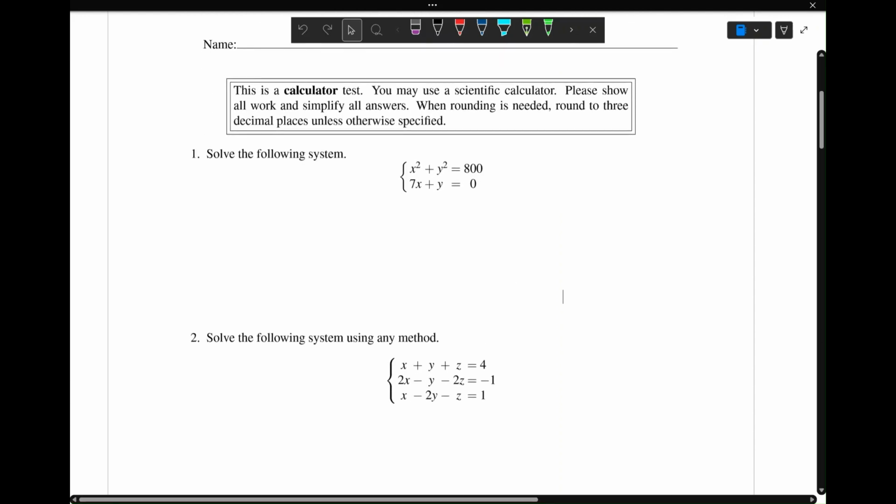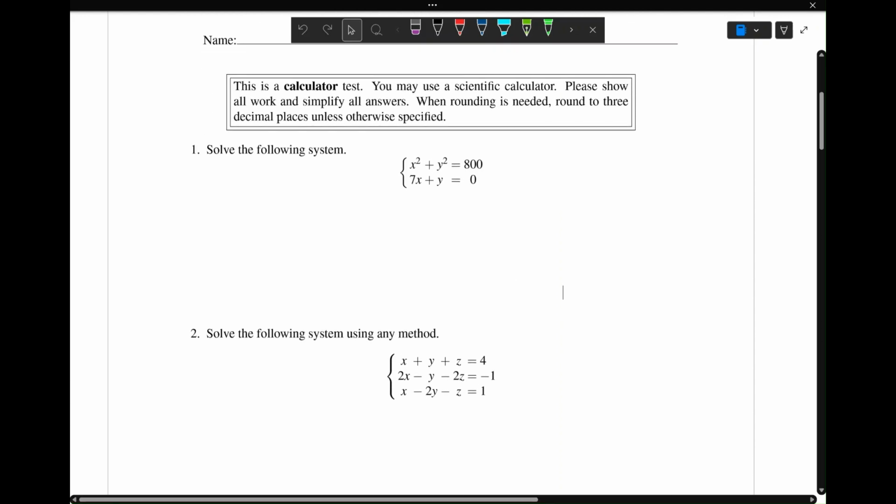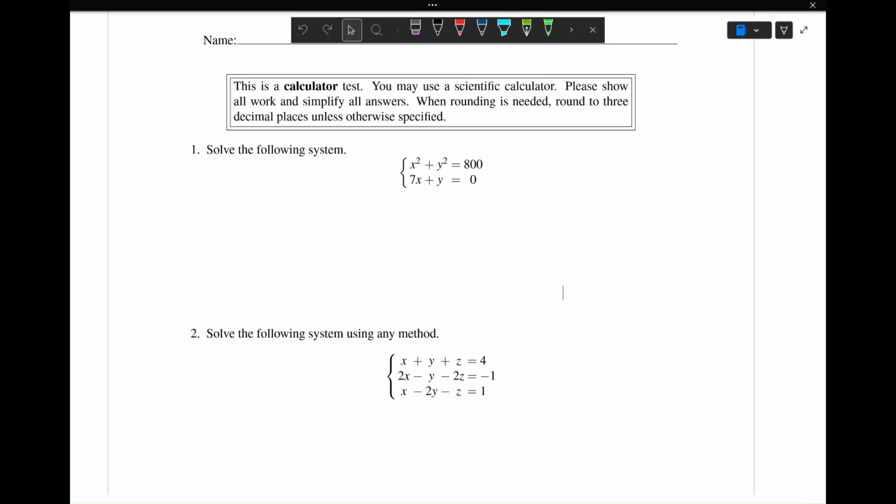First off, I have you solving a nonlinear system. Couple things to remember is sometimes it's good to think of this graphically. If you haven't seen this before, an x squared plus y squared equals a number equation, the graph of this is actually a circle centered at the origin. And this is a line.